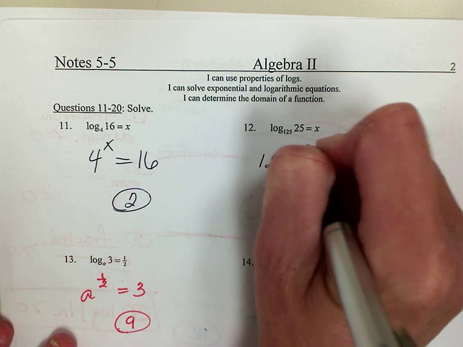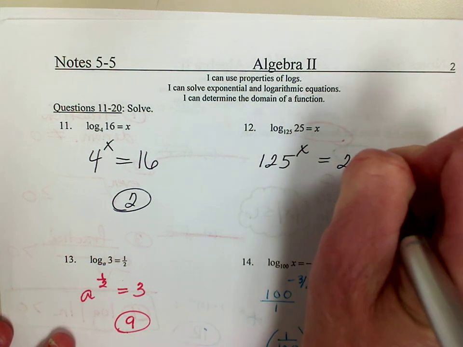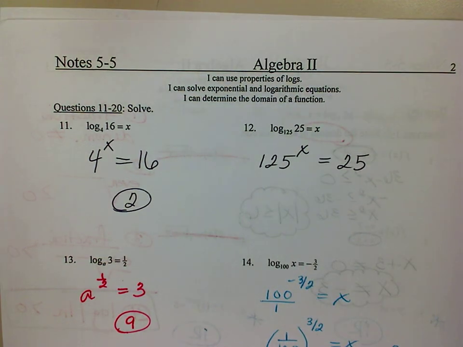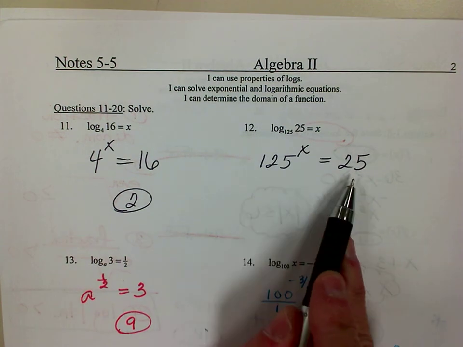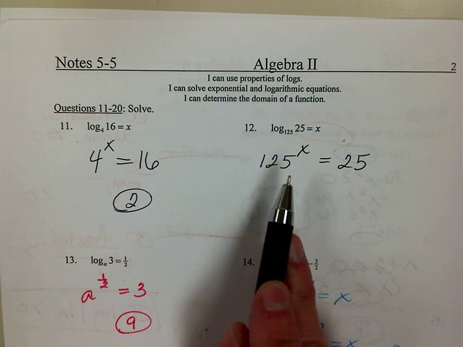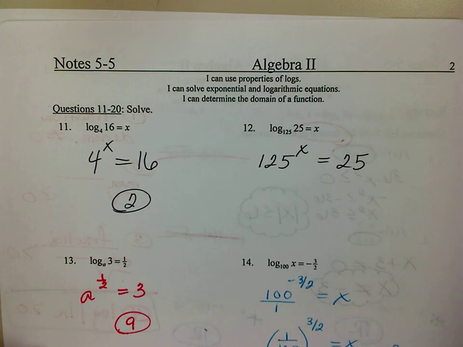125 to what power is 25? Okay, this one's a little bit more challenging because you just can't think about it. Or maybe you could, I don't know. So what you need to do is, if they have the same base, it might be easier to figure out, because if the bases are the same, the exponents are also the same.